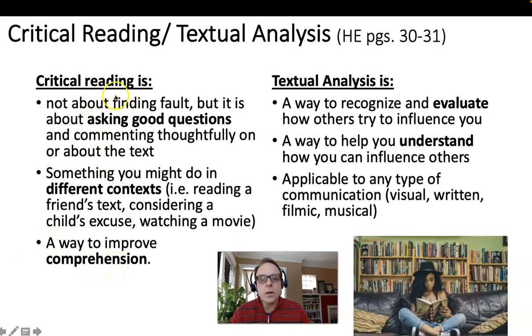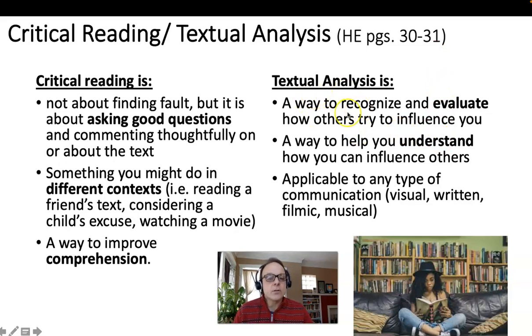And that's really what I'm mainly talking about here with critical reading, and the textbook mentions this as well. Textual analysis, and oh, by the way, this is all in the Harbrace Essentials textbook, pages 30 to 31. If you want to look at it, it'll give a little more detail, or it'll cover it in a slightly different way than I am right now.